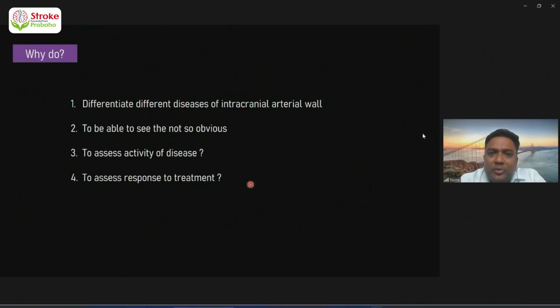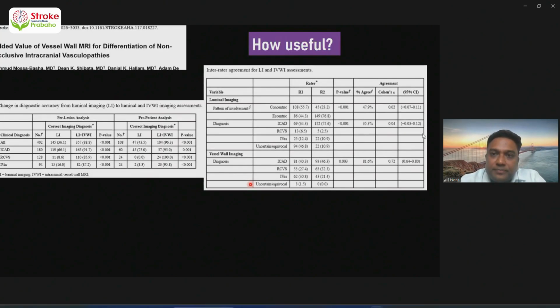So the question is, why do we really need to do it? As the previous speaker clearly mentioned, we want to differentiate what is the cause for this narrowing in this particular young stroke, and to be able to see the not so obvious. And in some patients, if the patient has vasculitis, can we really assess disease activity? And can we really see if there is any response to treatment?